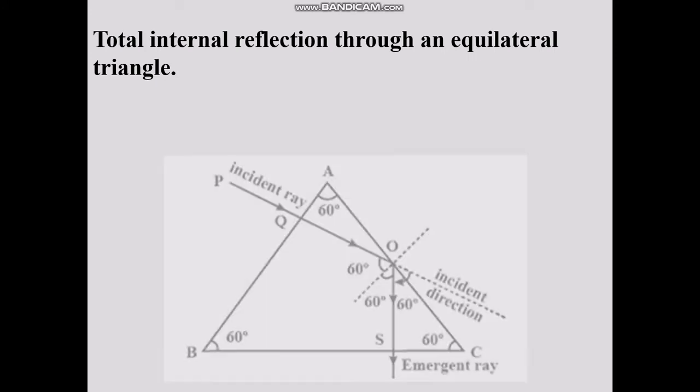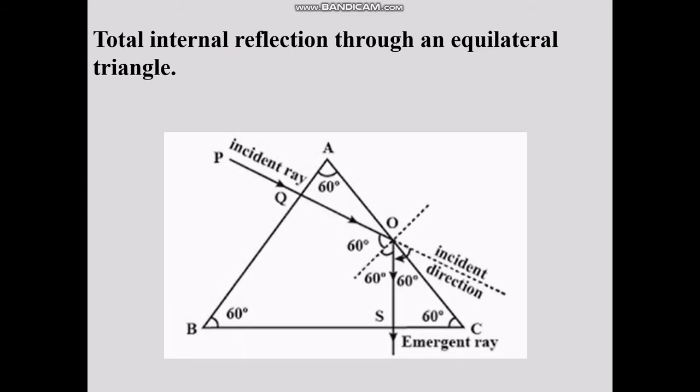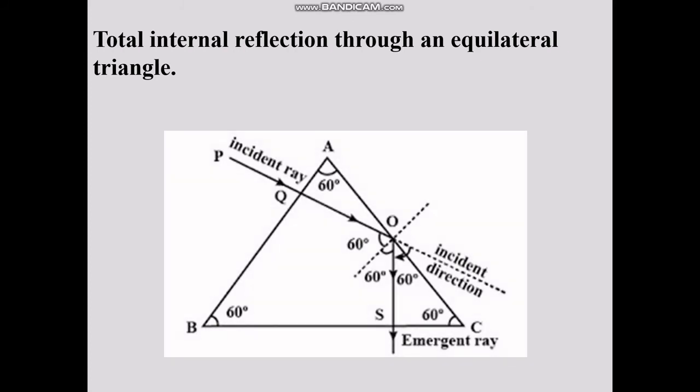Now let's see how total internal reflection takes place through an equilateral triangle. Over here, this is a prism having each angle of 60 degrees, right? Since it's identical, the object can be kept at any of its surfaces. So here the light is falling from P. It is falling normally on the surface, so it will go undeviated and fall on this surface.